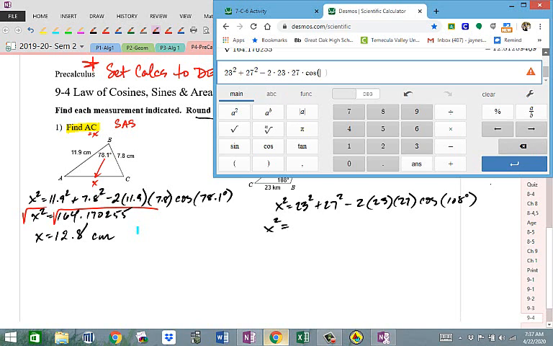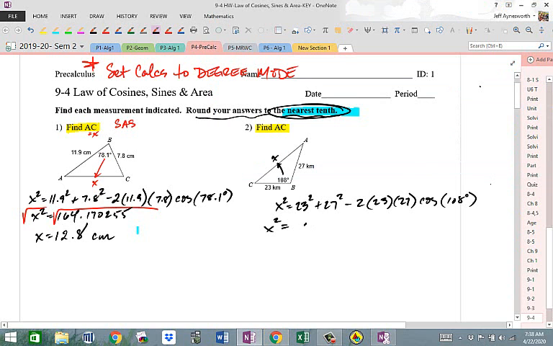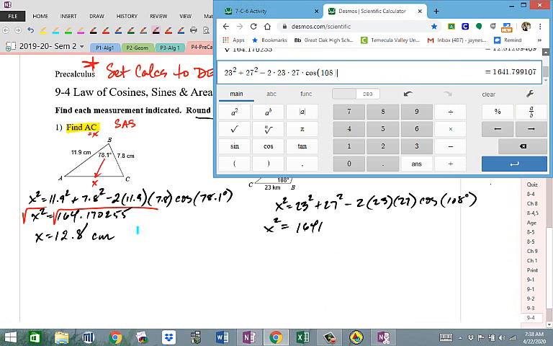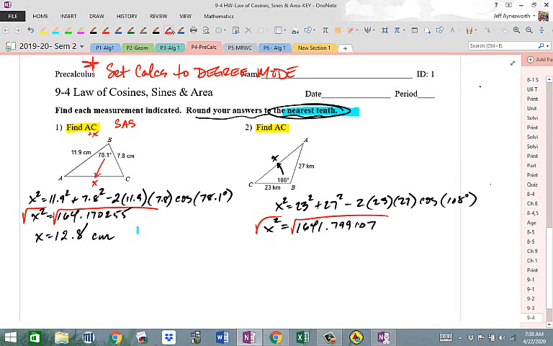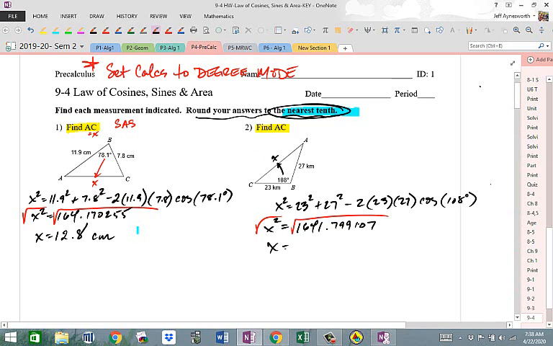And then you want to multiply by the cosine of 108 degrees. And notice it's 1641.799 point something here. Okay, and then you square root. Okay, boom, right there and right there. And so x is going to be equal to the square root of that.